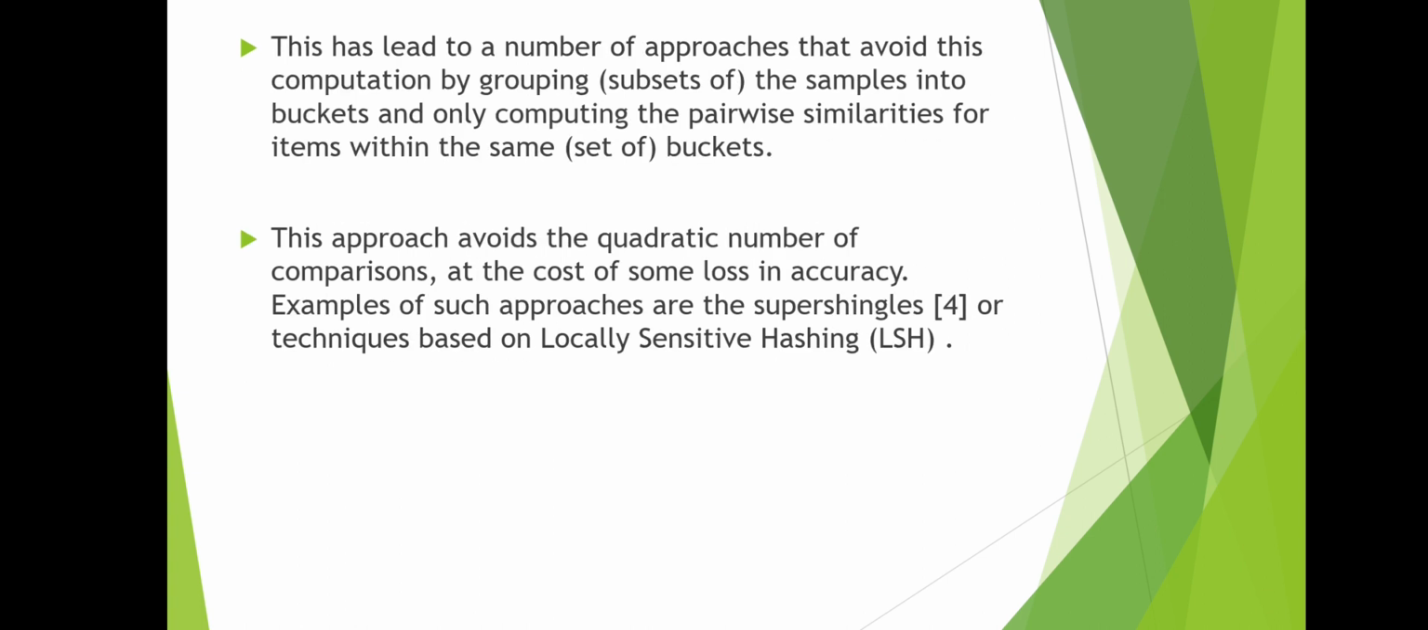This has led to a number of approaches that avoid this computation by grouping subsets of the samples into buckets and only computing the pairwise similarities for items within the same buckets. This approach avoids the quadratic number of comparisons at the cost of some loss in accuracy. Examples of such approaches are Super-Shingles or techniques based on locality sensitive hashing, LSH for short.